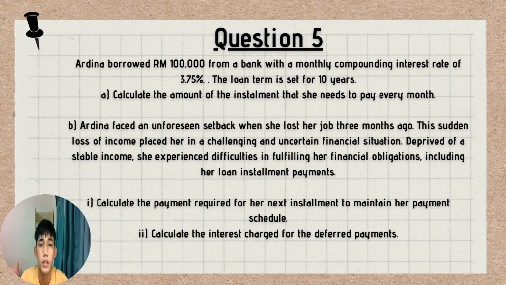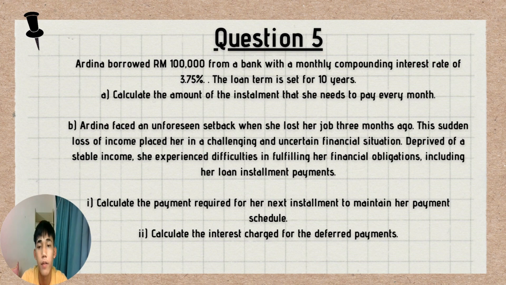The last question is question 5. Adrina borrowed RM 100,000 from a bank with a monthly compounding interest rate of 3.75%. The loan term is set for 10 years. 5A. Calculate the amount of the installment that she needs to pay every month.